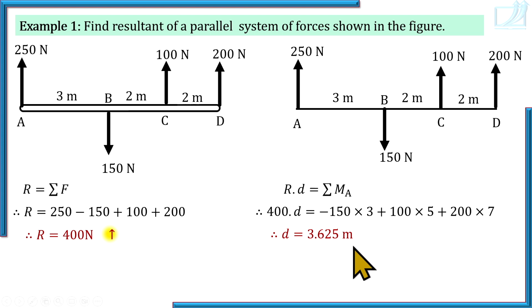Now once again, listen, this is the very first problem we are solving on a parallel system, so all minor details you must know here. And really speaking, there is nothing like minor. Any small mistake and you get wrong answers. So be careful. So d is equal to 3.625 meters, that is the perpendicular distance. Resultant is vertical, so d is the horizontal distance from the chosen moment center.